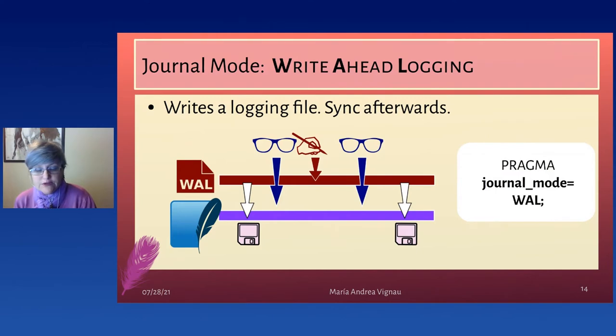When you use SQLite, you can use the pragma journal mode. Journal mode has the value WAL. WAL means write-ahead logging. Write-ahead logging means that you use two files inside your file system. One is the SQLite database, and the other is the write-ahead log. When somebody wants to write to the database, the writer writes into the log file, not directly to the database.